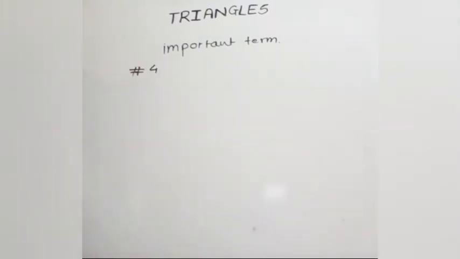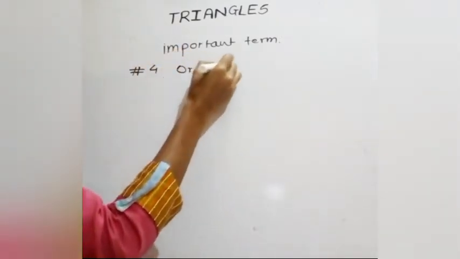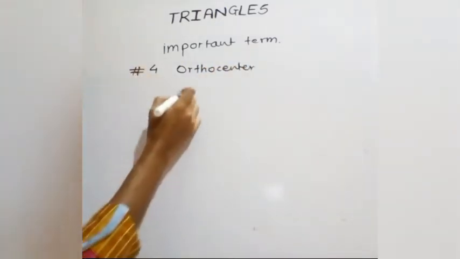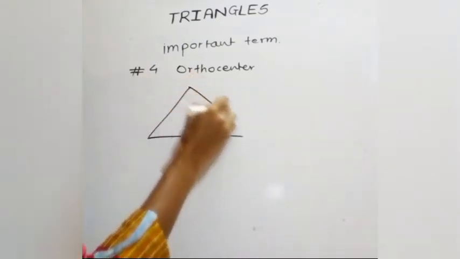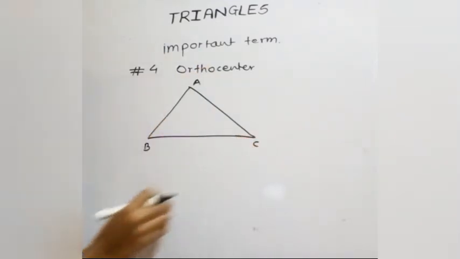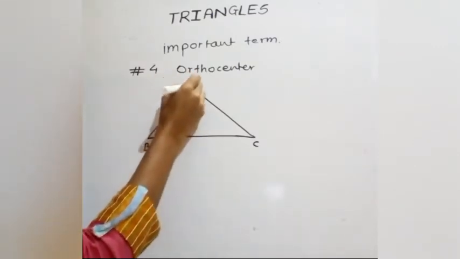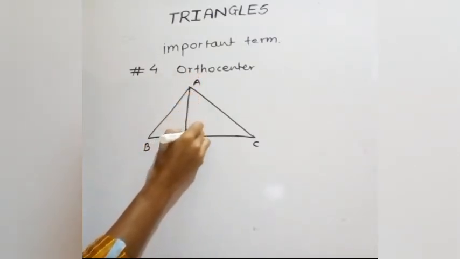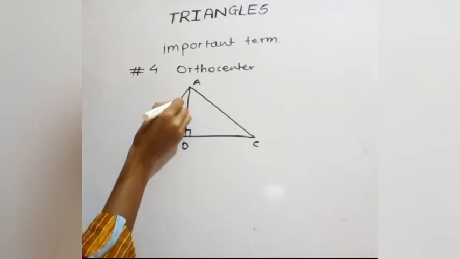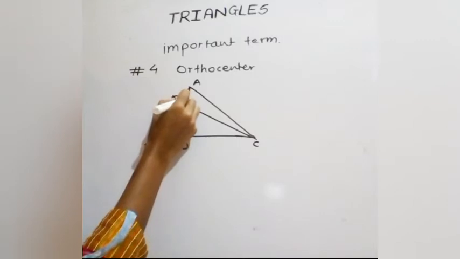The fourth important term related to triangle is orthocenter. What is orthocenter? If we draw the altitudes of a triangle, suppose this is triangle ABC, and we draw the three altitudes of this triangle. Let's say this is the perpendicular line. This point is D. The second perpendicular line from this side is this. This is E, that makes a 90 degree.